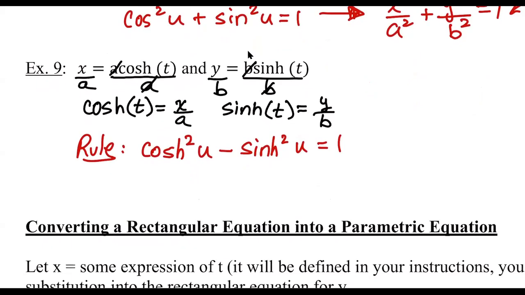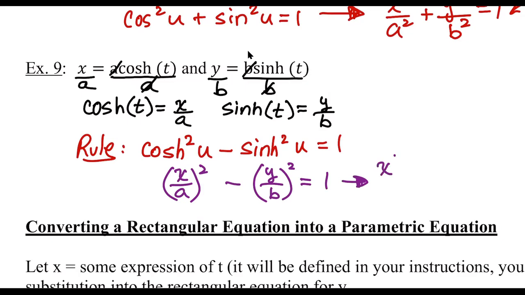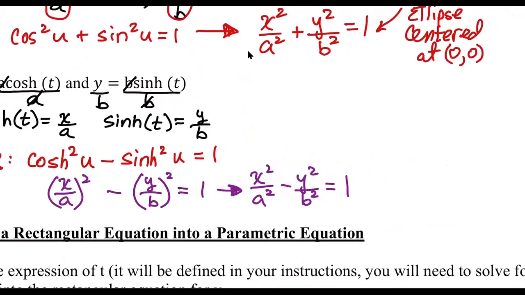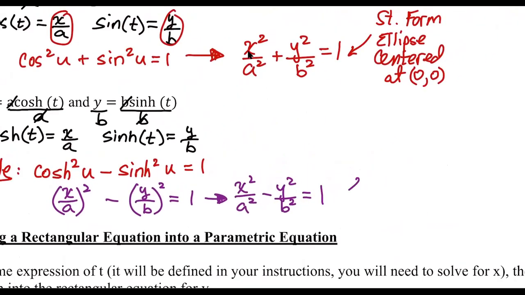So we have x over a squared, minus y over b squared, equals 1, clean it up, and you get your unit hyperbola equation. Oh, it's actually not the unit hyperbola. Sorry, I misspoke. It's just the standard form hyperbola. It would be the unit hyperbola if there were no denominators, if it was just x squared minus y squared equals 1.